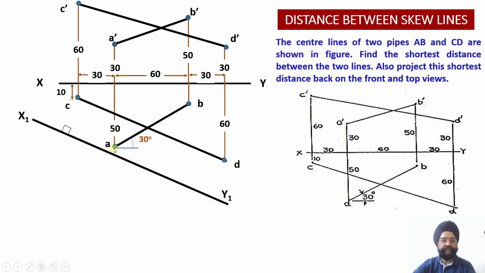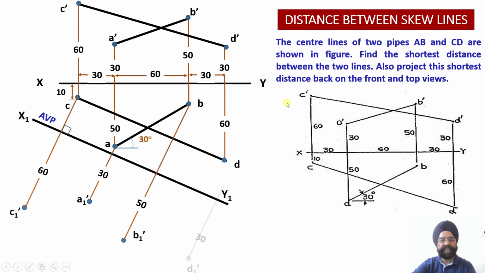One from C, one from A, one from B and another one from D. So I am going to draw 4 projector lines, and the corresponding distances I am going to pick up from the elevation, because the view which will be obtained on AVP is called the auxiliary elevation. Since I am going to draw the auxiliary elevation onto AVP, the distances of these points in the elevation I am going to pick up.